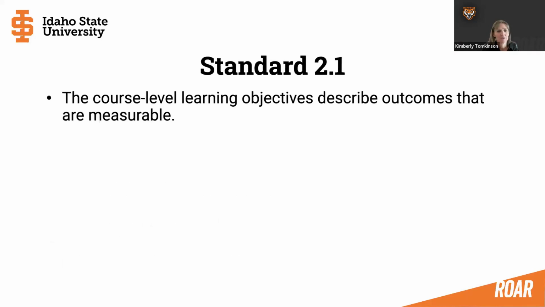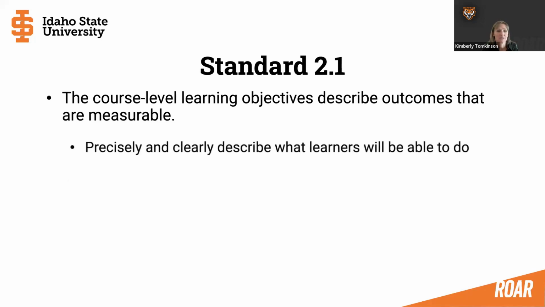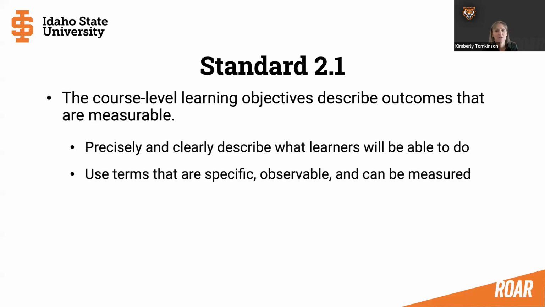So when we're talking about standard 2.1, the key idea here is measurable. So we want course learning objectives and module learning objectives that can describe outcomes for students that we can measure. And they should also clearly and precisely describe what learners will be able to do. So things that we can observe in learners. If we use specific terms that can be measured and that can be observed, it'll be much easier for us to assess if students have reached that level of mastery.